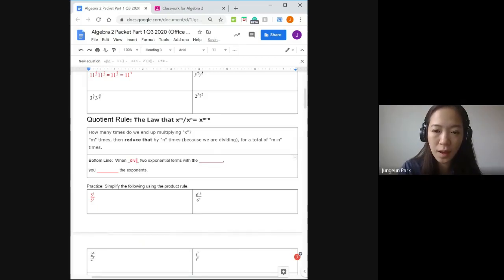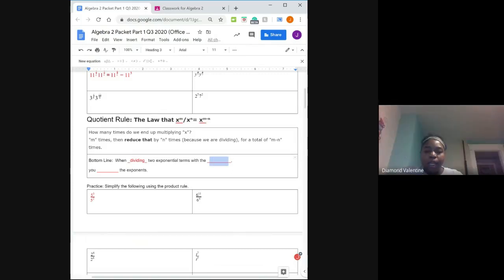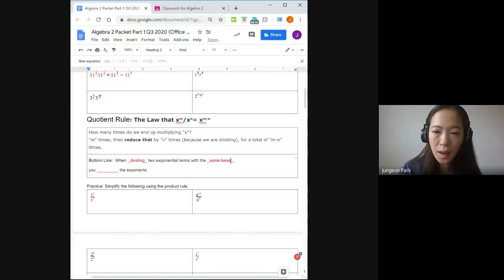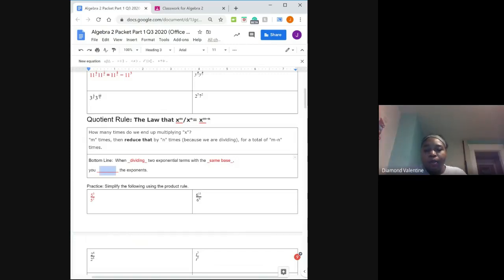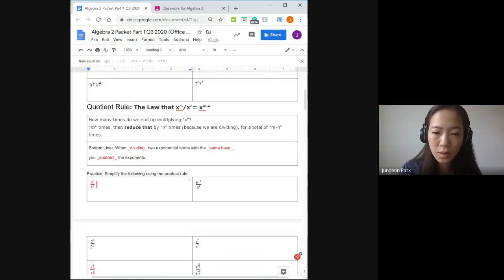So when dividing two exponential terms, what about the bases? Are the bases supposed to be different or the same? They're supposed to be the same. Exactly, same base. Then what do you do when you divide? You would subtract the exponents. Very good. Okay, subtract the exponents.